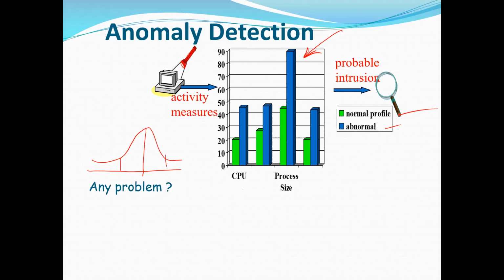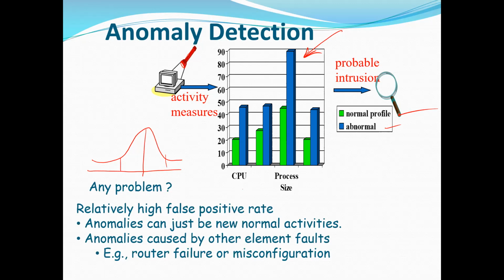However, keep in mind, what's the problem with it? Well, a relatively high false positive rate, right? False positives just means that it thinks something is bad, but that's a false assumption. Because first of all, anomalies can just be new normal activities. Remember that an anomaly does not mean intrusion. Also, it could be a failure in the system, so it's not necessarily an attack. It's just something that happens with a misconfiguration or a hardware failure.